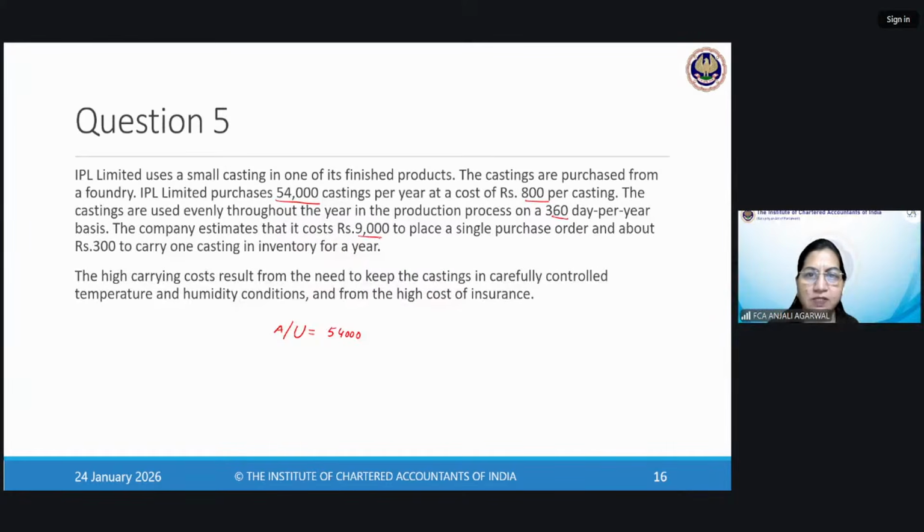The company estimates that it costs 9,000 to place a single order. So the cost of placing an order is 9,000, and 300 to carry one casting for 1 year. So the storage or carrying cost is 300. Further mentioned is the raw material price, 800. Unless discounts are offered, this is kind of irrelevant. The carrying cost is very high, therefore carefully controlled temperature and humidity conditions are to be kept.